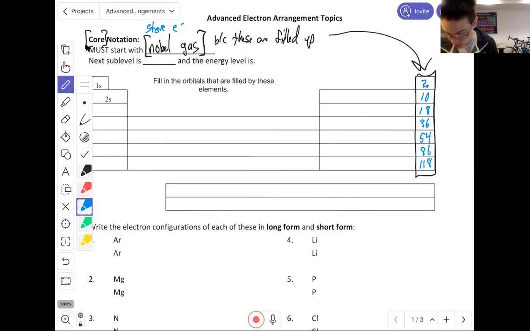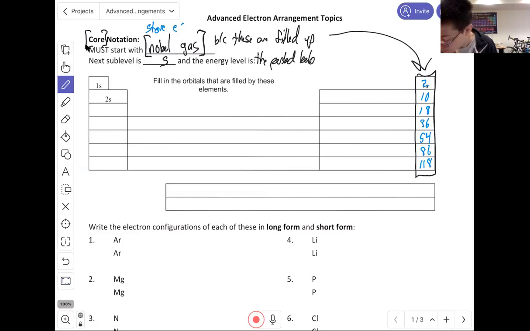But if you think of the periodic table as your electron configuration, the very next thing after one of these noble gases, when you come back over, is an S, and the energy level is going to be the period below the noble gas.